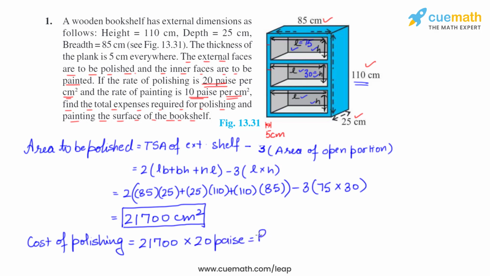It comes out in paise. So it will be 434,000 paise, and if we want to convert into rupees, we divide by 100, so it comes out to be rupees 4,340. So this is the cost of polishing the outer faces of the shelf. Now we'll find the cost of polishing the inner faces of the shelf.